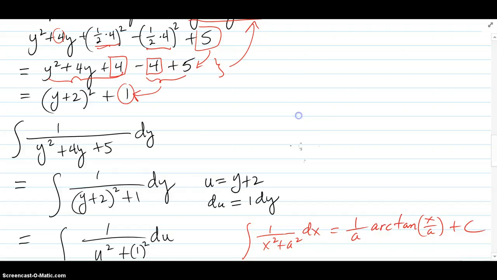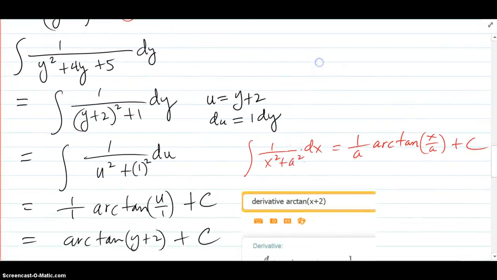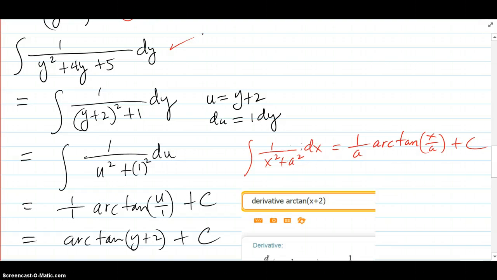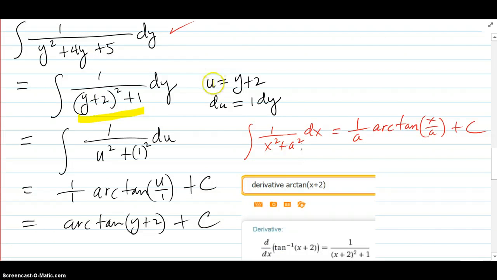So we go back to the original integral right here. Now we know it can be rewritten this way: y plus 2 squared plus 1 in the denominator. But that's not exactly what the form is either, because they don't have a plus 2 in there, they just have an x squared. So u will equal y plus 2. du is 1 dy, so du is dy. Change it over to u, doing a little substitution there, and you get this integral.